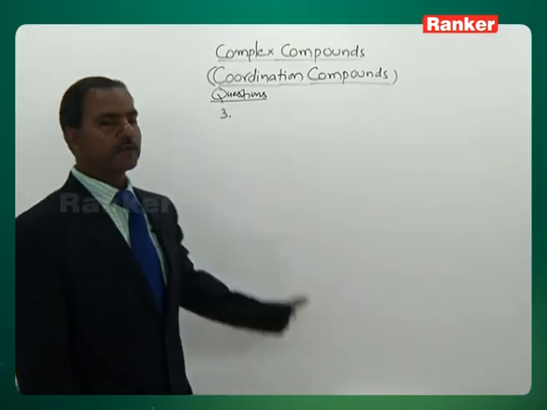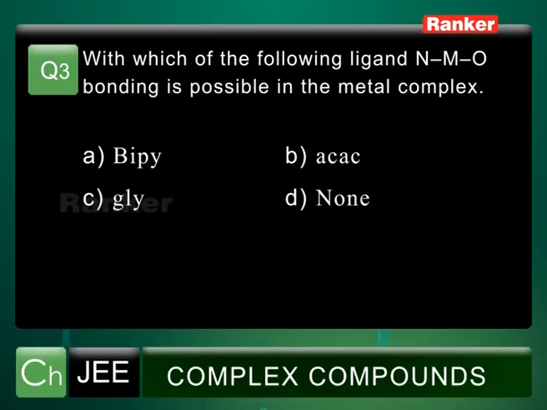Question number 3. With which of the following ligands is N-M-O bonding possible in a metal complex? See, A is what? Bipy. Bipy is actually carrying what? N,N donor. That is symmetric. Both are N,N donors. Coming to B, acac, acetylacetonato. That is also what? O,O donor.